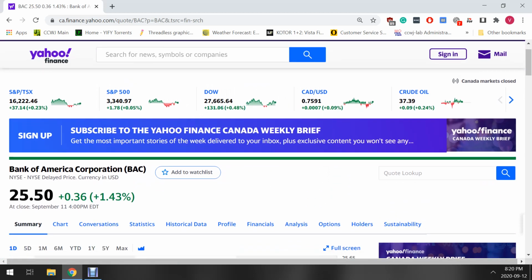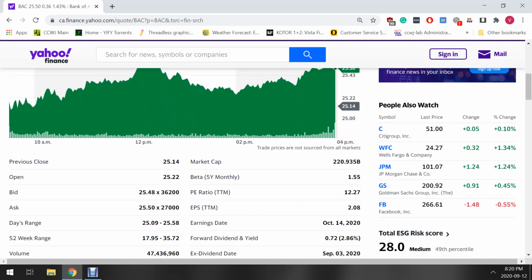So as of September 11th, it is trading at $25.5, right? And this turns out to be a market cap of $220.9 billion. Which means if we have to buy the whole bank, we have to pay $220.9 billion.